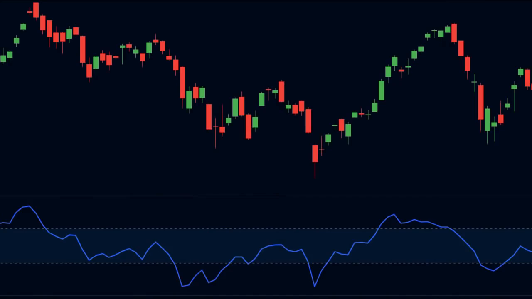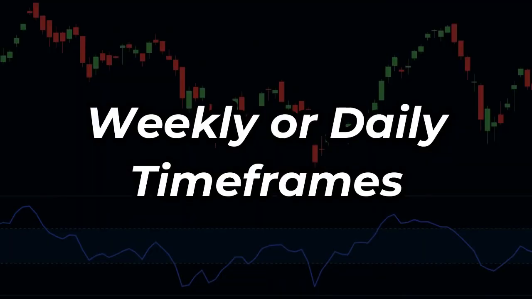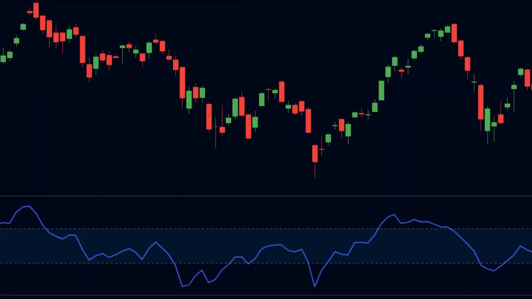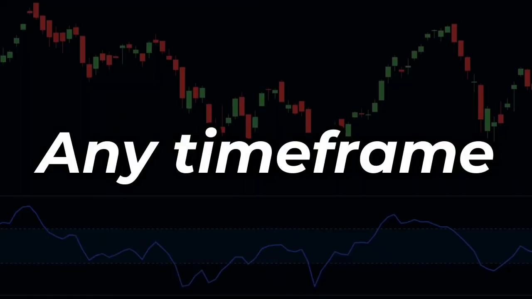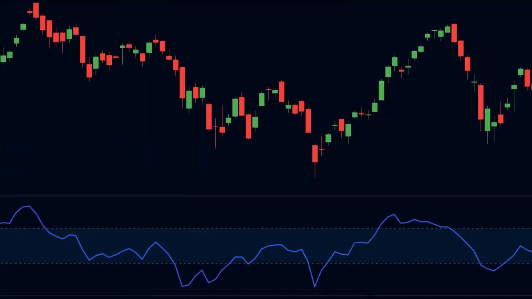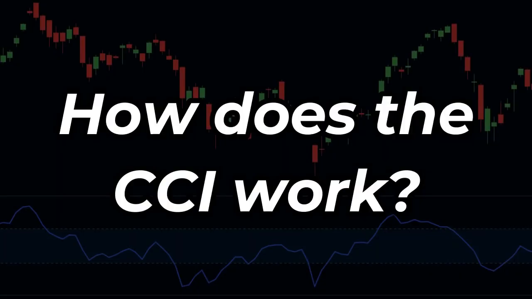Long-term traders or investors can use the CCI on weekly or daily charts, while short-term traders can use it on any timeframe according to their risk appetite. So the big question is, how does the CCI work?